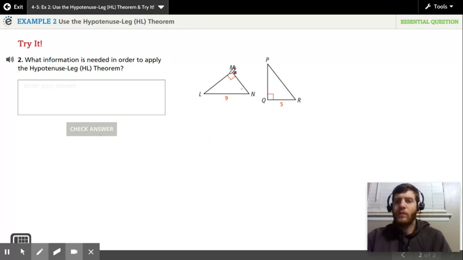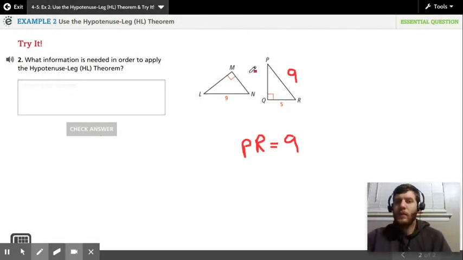So NL is the hypotenuse in the first one, and that has a length of 9. So the hypotenuse in the second one, PR, is also going to have a length of 9, right? So PR is going to have to be 9. The distance from P to R has to be 9. Okay. And then the leg here in the second one, QR, is 5.